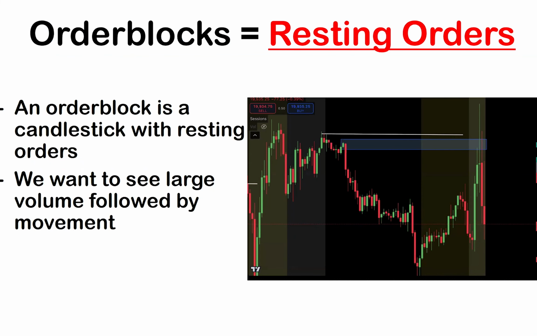Now, what is an order block? Order blocks essentially are just resting orders. If you use supply and demand, we're talking about the same thing essentially here.